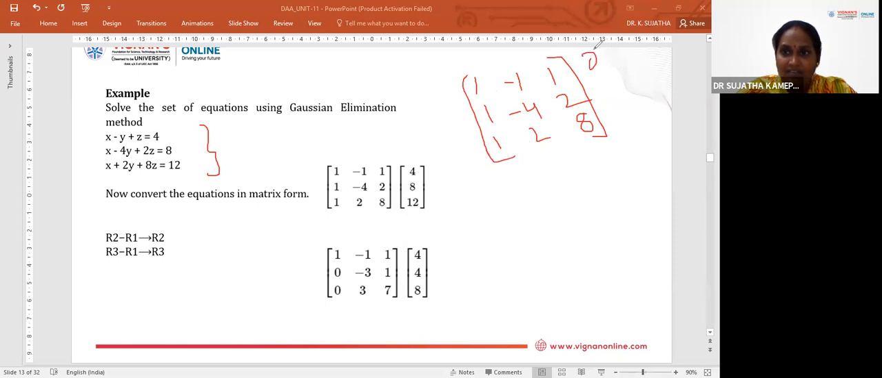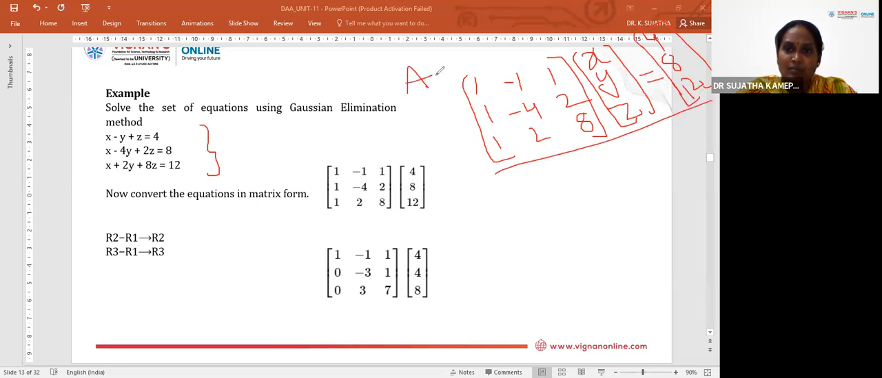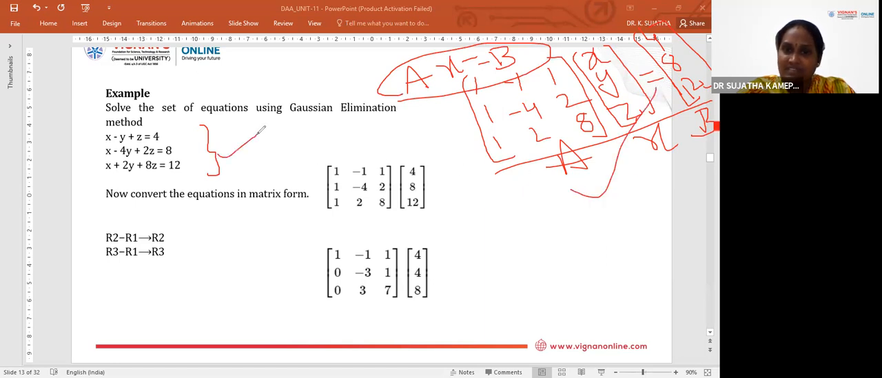And the unknown values that I have are x, y, z. And the constants given are 4, 8, 12. So this is the matrix representation, which is in the form of AX is equal to B. Here this is A, this is X and this is B. Now this is the matrix representation of the given 3 equations.